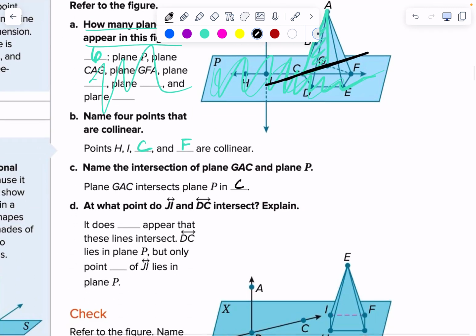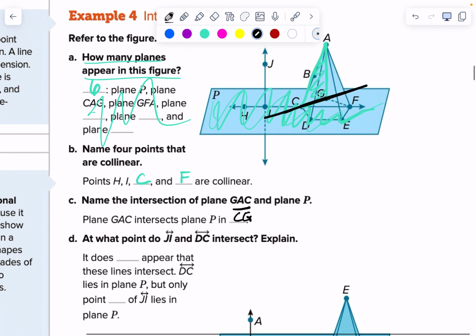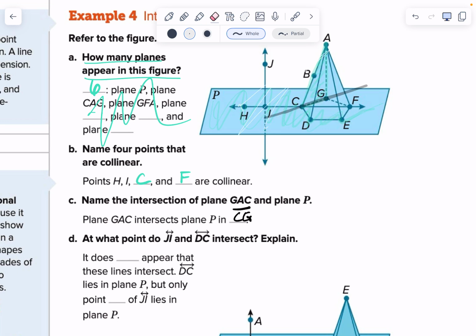So I'm going to go CG, and I'm going to put a line over top of it. Or you can do GC, doesn't matter. It's the same thing, okay? All right. Last question. I'm going to erase.